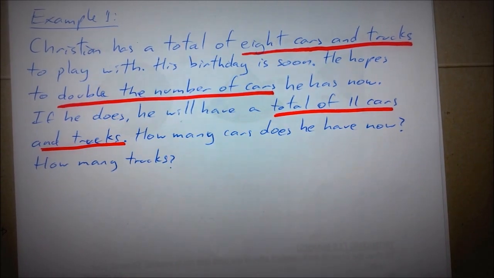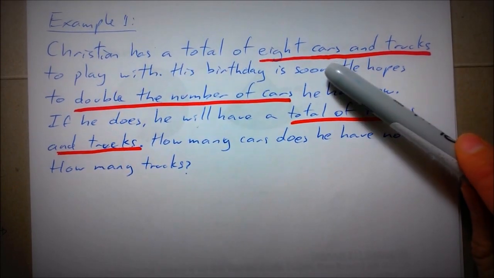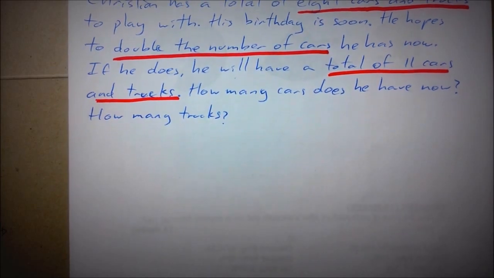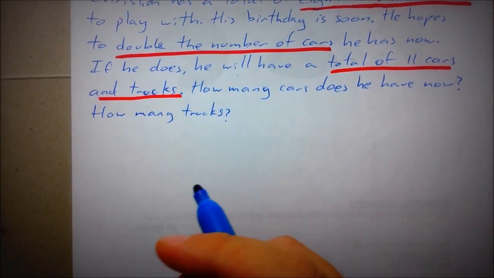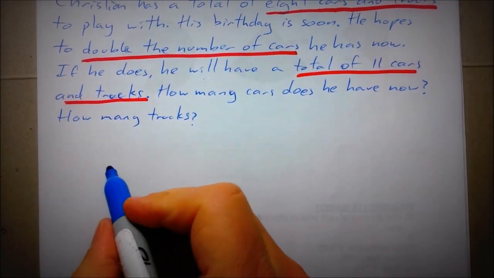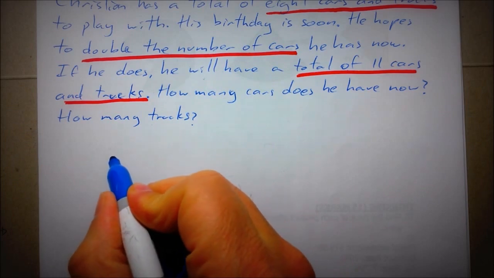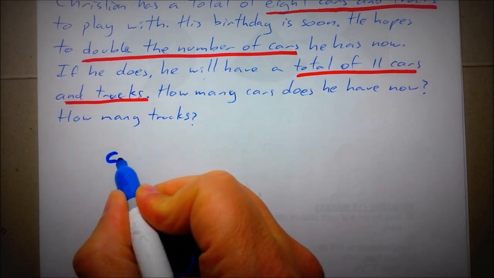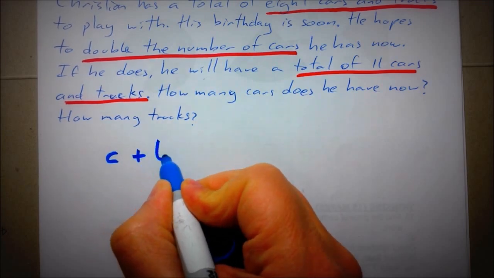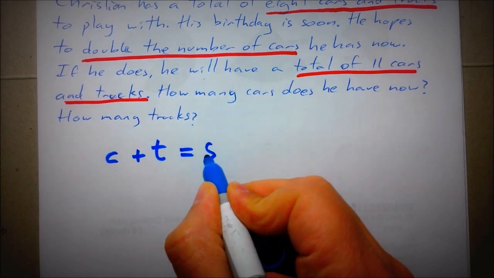So let's create an algebraic model for the current situation, which is he has 8 cars and trucks. Now, how would you show that algebraically? Maybe you want to try this on your own, pause the video and check it, but this is how we could approach this example, right? We know that he has a total of 8 cars and trucks now. We don't know how many cars he has. I'm going to use the letter C for cars. But if we add the number of cars plus trucks, the letter T for trucks, if we add these two, we're going to get a total of 8.